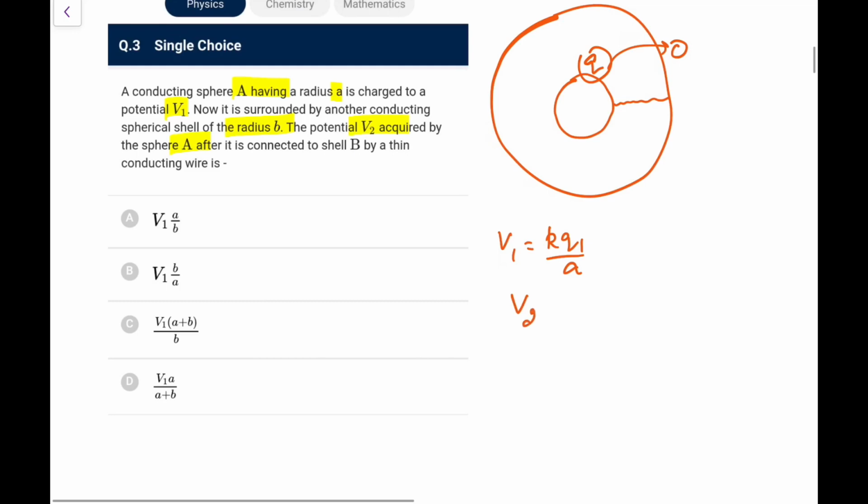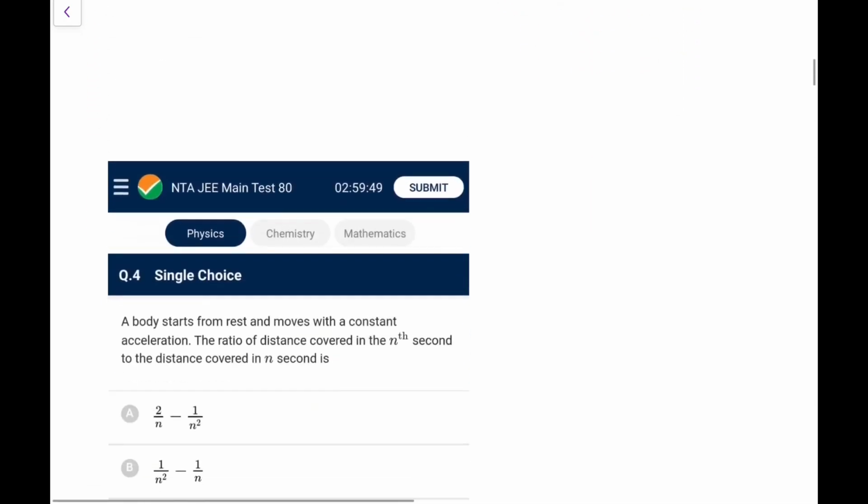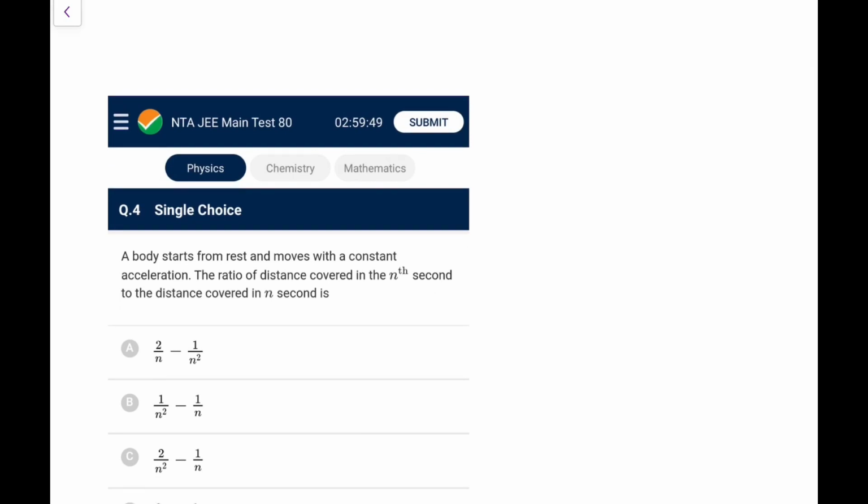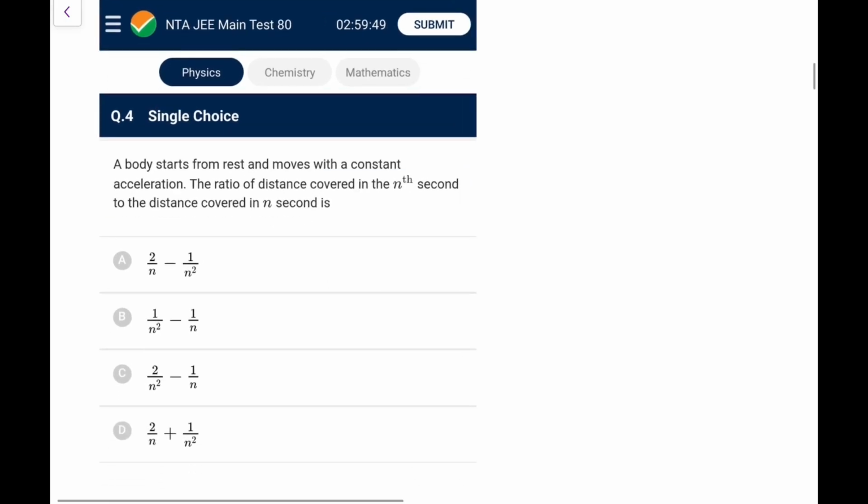So in that case, the potential v2 on its surface will be the same at all the inside points, and that would be equal to k q1 by B. So I can write this kq1 as A v1, so that is A v1 by B. So I can write it as option A. We'll go for it. So it's straightforward. Whenever these two shells are connected, the charge of the inner goes on the outer one.